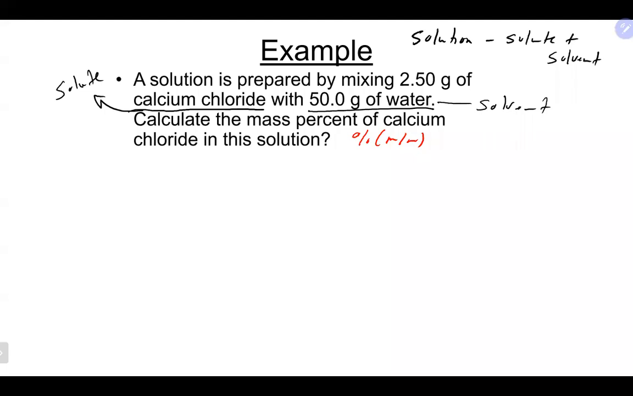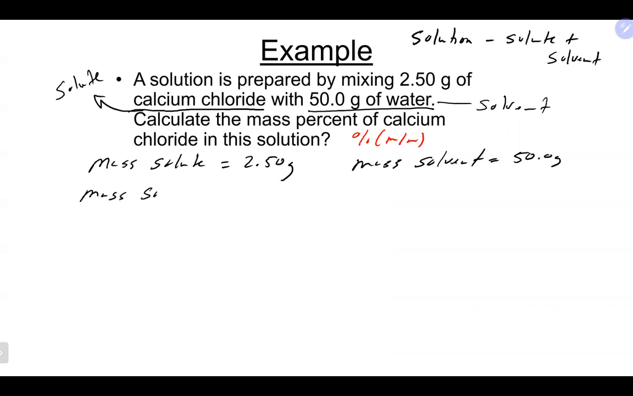So in this case, our mass of our solute will be 2.5 grams. Our mass of our solvent, which is the larger part, will be 50 grams. That means it's important here that we actually do add them together to get the mass of the solution. And that would be 2.5 plus 50 grams, giving us 52.5 grams of solution.